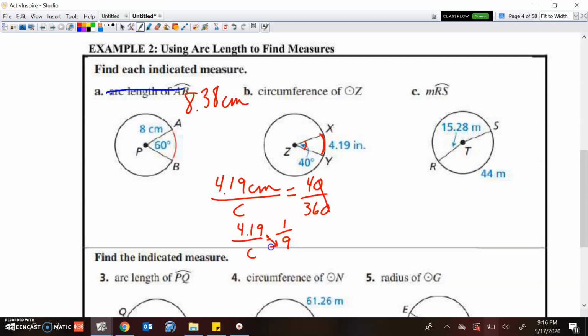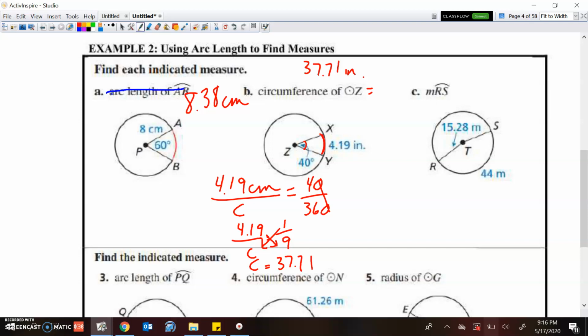Cross multiply, so 4.19 times 9 is going to give me 37.71, and 1 times c is c, and there's my answer. So the circumference here is 37.71, and we're talking in inches. Alrighty, let's move on to letter C here.